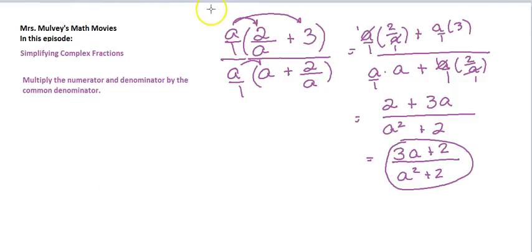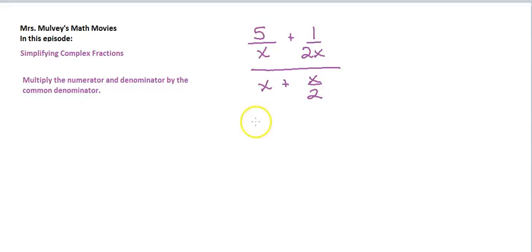So let's try one more. This time we're going to have 5 over x plus 1 over 2x in the numerator, and an x plus x over 2 in the denominator. So again, my goal is to multiply to get rid of the denominators in each of the numerator and denominator.